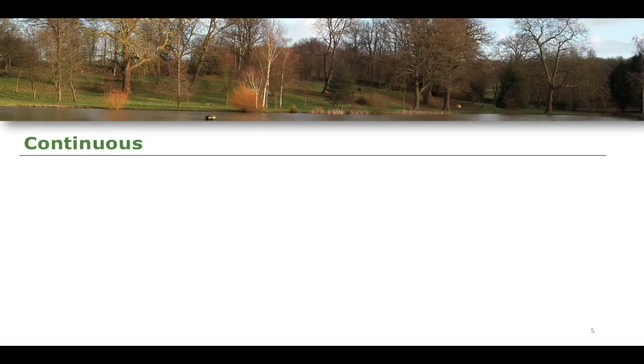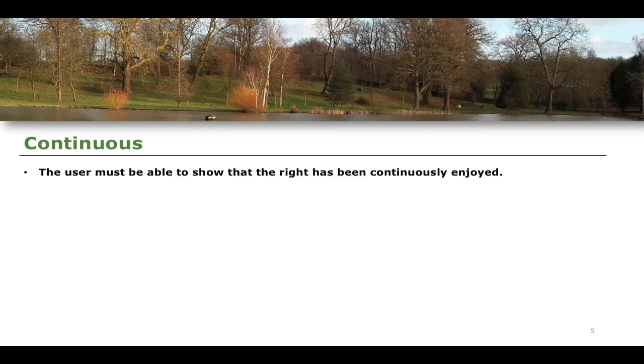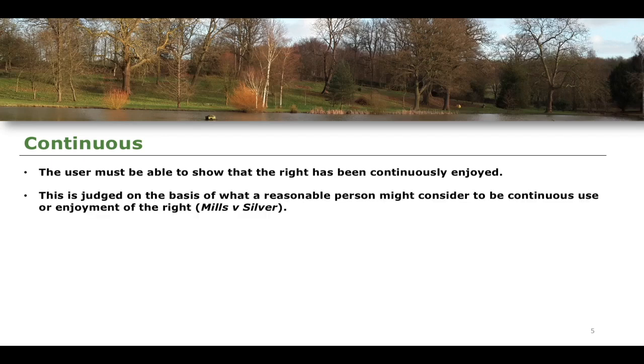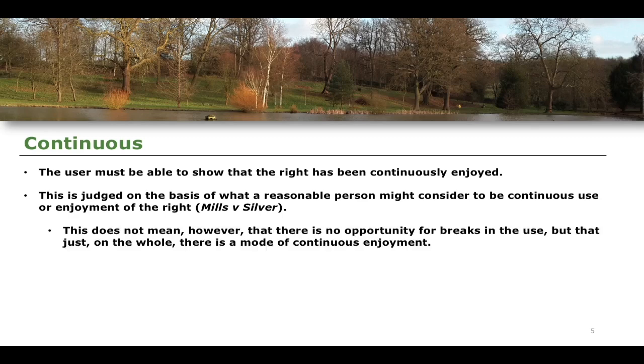Secondly, we have to show that the right or the enjoyment is continuous. You must be able to show that your right has been continuously enjoyed. This is to be judged on the basis of what a reasonable person might consider to be continuous use or enjoyment of that right, as cited in the case of Mills v Silver. So fundamentally, what we're seeing here is a reasonable person test. Does a reasonable person acting reasonably, with a reasonable basis of knowledge, know that you are continuously enjoying the right that you are seeking prescription of?